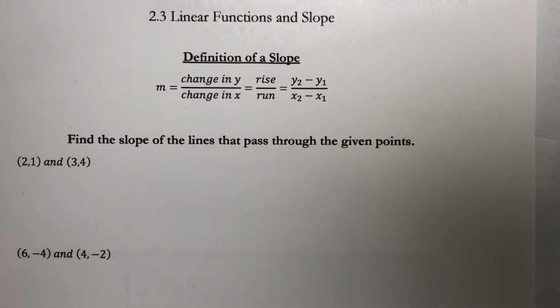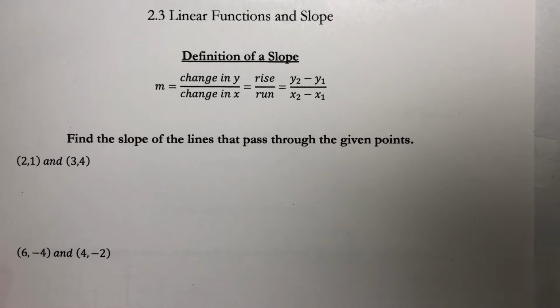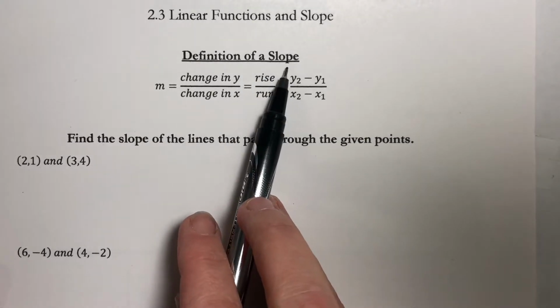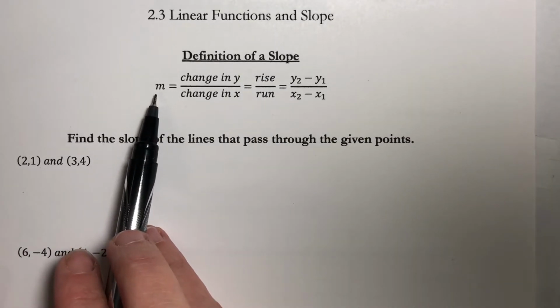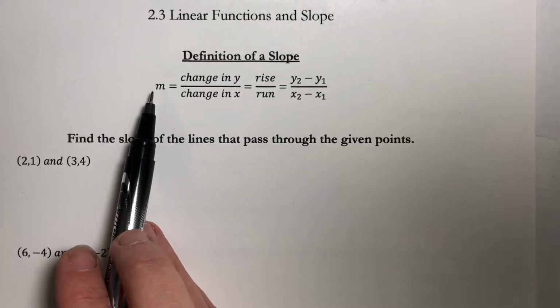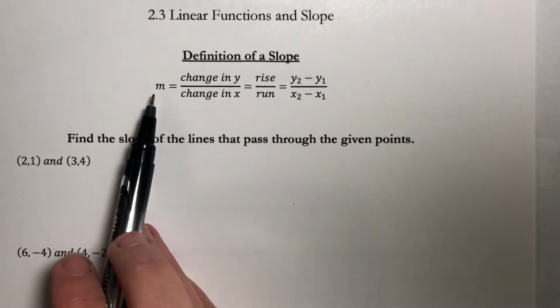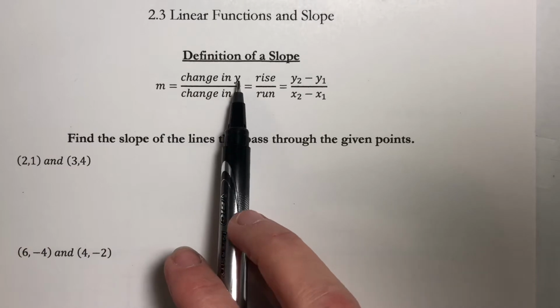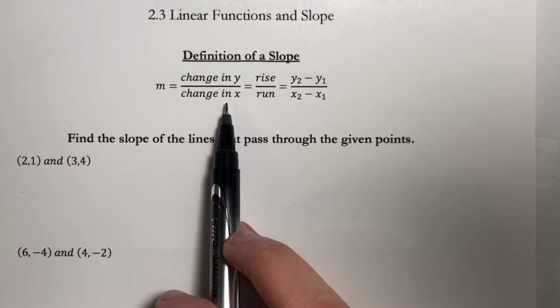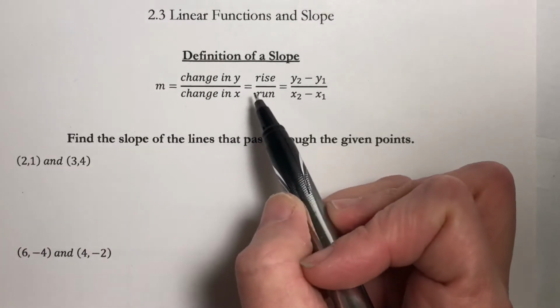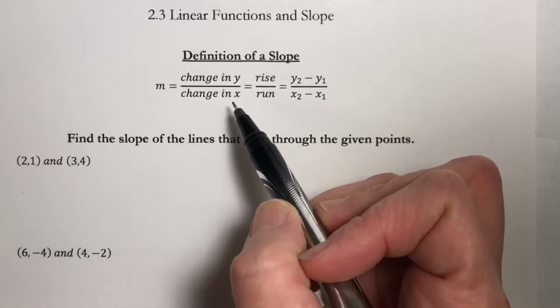This is section 2.3, linear functions and slope. The first thing we have here is the definition of a slope. We use the letter m for slope. I believe it comes from the French word for slope, but I've never checked that out for sure. One definition is the change in y over the change in x. This is the definition that helps us most understand what is going on.